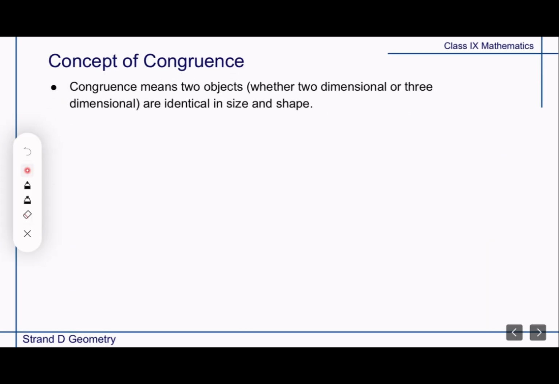So those triangles, whether two-dimensional or three-dimensional, if they are identical in size and shape, we call them congruent triangles. And the symbol is, we write it like this.